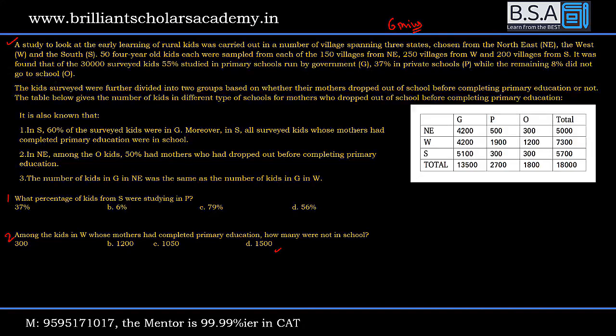A study to look at early learning of rural kids was carried out in a number of villages spanning 3 states. Important point: 3 states, chosen from northeast, west and south. 50 4-year-old kids each were sampled from each village, 150 villages of northeast, 250 villages from west and 200 villages from south. So we know how many villages are being sampled in each region, and we know there are 50 students in each village.